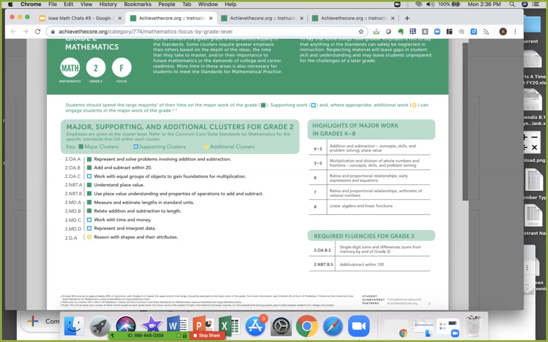And so I often get asked what's most important about the standards. And what's most important about the standards is that we really ensure that students have an opportunity to achieve these cluster proficiencies and these fluencies by the end of each grade level. That's the best way we're going to ensure all of our students in Iowa are college and career ready.